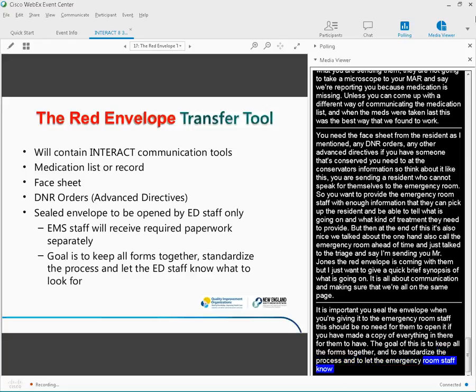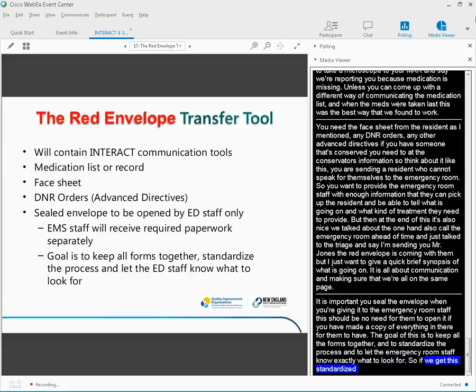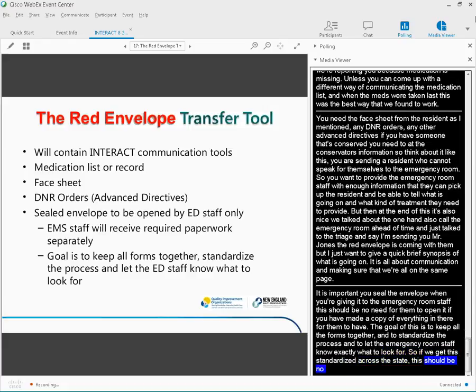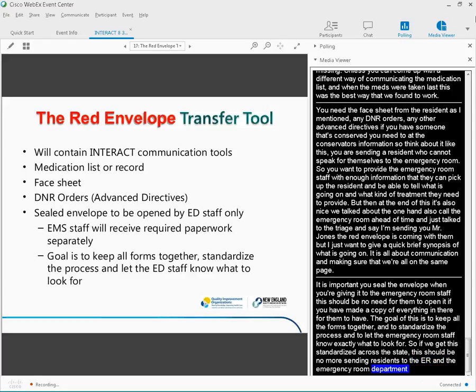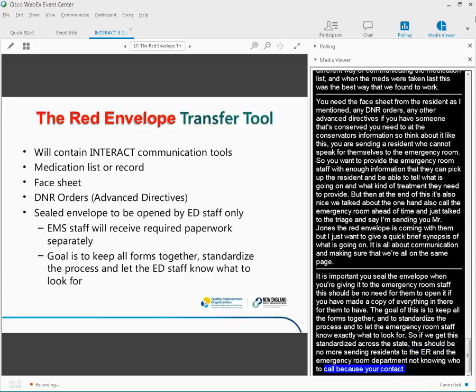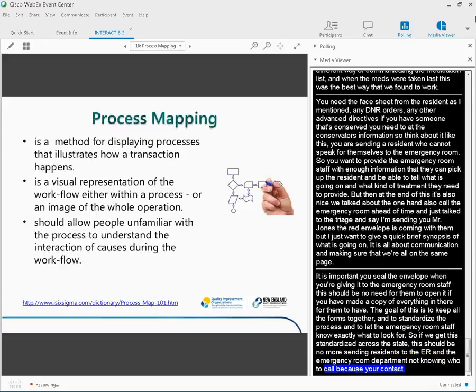So if we get this standardized across the state, there should be no more sending residents to the ER and the emergency room department not knowing who to call, because your contact information will be there. There should be no more question about why is this person here.